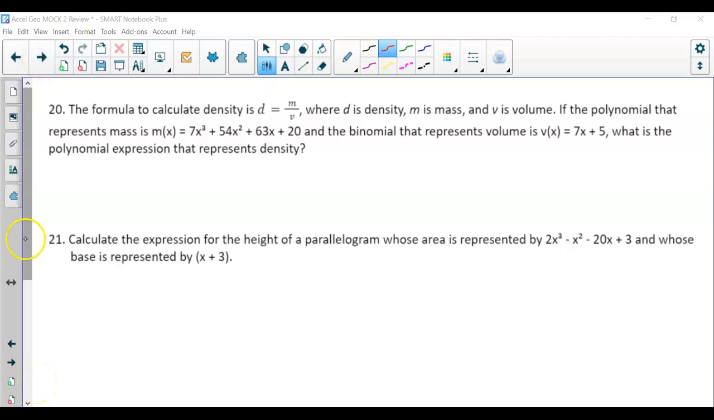Now, question 20 is division, because as we go through, we are given the formula for density, which is mass divided by volume. You are given the mass. You are given the volume. We're going to do mass divided by volume. Now, notice we're dividing by 7x plus 5. So that is why we need to do long division.